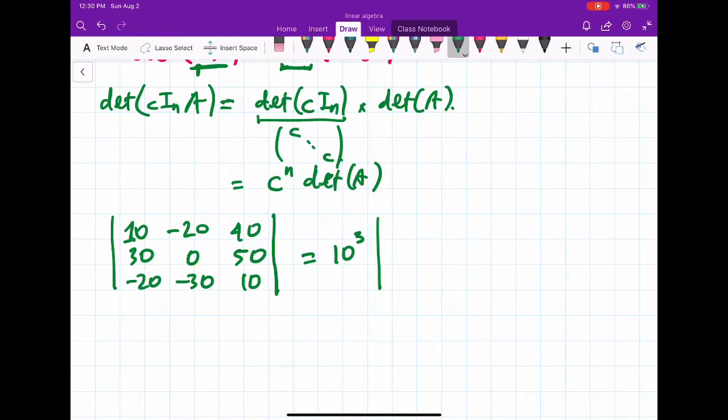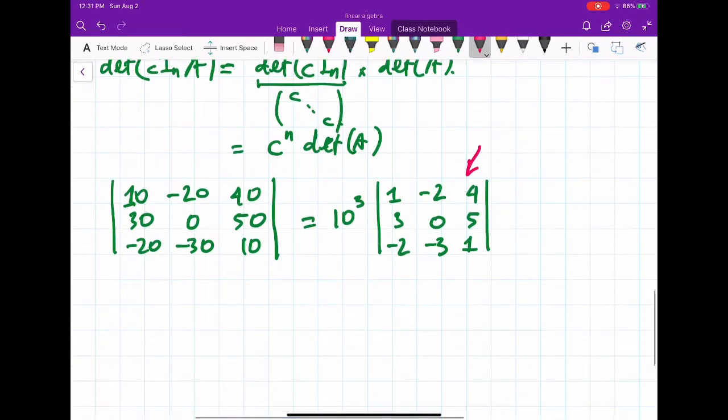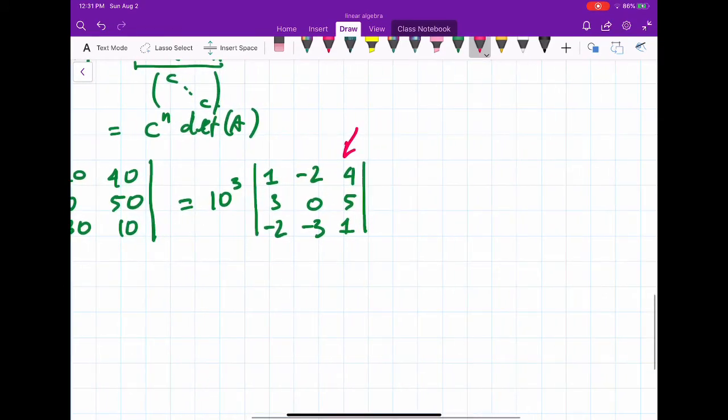And then I have 1 in here, negative 2, 4, I have 3, 0, and 5, and I have negative 2, negative 3, and 1. Okay, and then you can evaluate the determinant of this matrix as usual. So you do whatever you want, right? We know several methods.